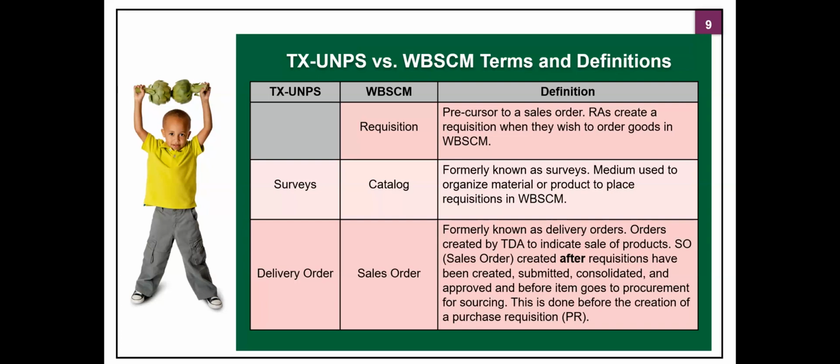Sometimes we call catalogs surveys and surveys catalogs, but our new term under WebSCM is catalogs. And then in TXU-NPS, you guys had delivery orders. And once those requisitions move through the process, they become a sales order. So that's after the requisitions are created, submitted, consolidated, and approved. And then it runs through procurement with USDA.